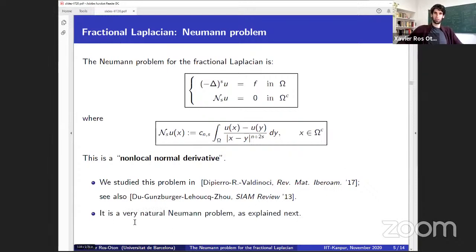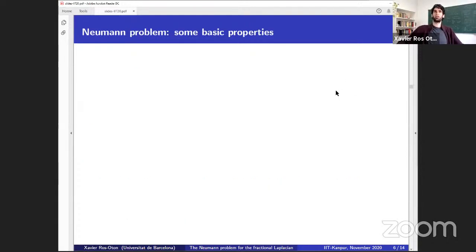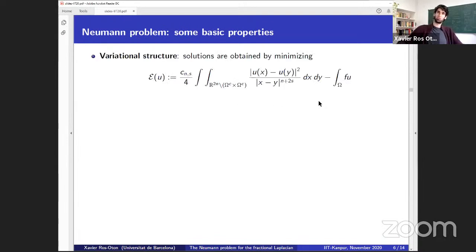As we will see in a second, I claim that this is a very natural Neumann problem. Why is that? You will see that we have some basic properties that are very natural, and the first one comes from the motivation I mentioned before in terms of the energy functional. It turns out that solutions to this Neumann problem are obtained by minimizing exactly the same energy functional as the Dirichlet problem. You take the energy functional of the Dirichlet problem and you minimize it among all functions, with no boundary conditions, and then you get the Neumann problem. This is exactly what happens for the Laplacian: you take the same functional as for the Dirichlet problem, but you take out the Dirichlet conditions in the minimization, and then you get the Neumann problem.